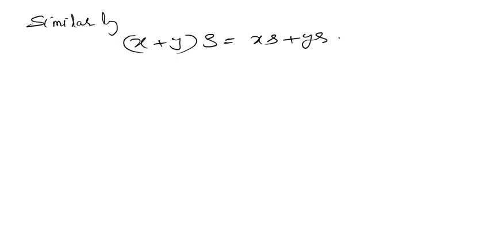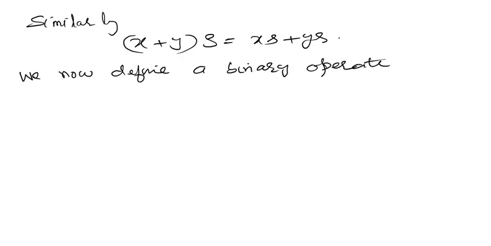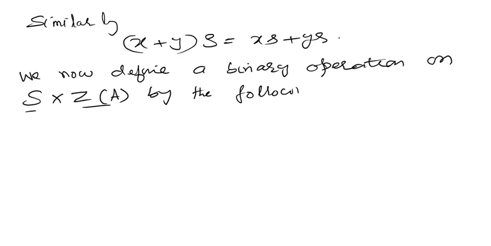So we now define a binary operation on S cross Z by the following rule. So how do we define? Let's take two elements, px and qy, suppose they belong to S cross Z.